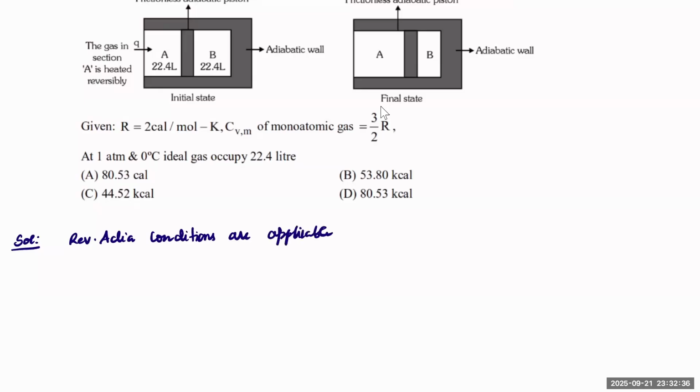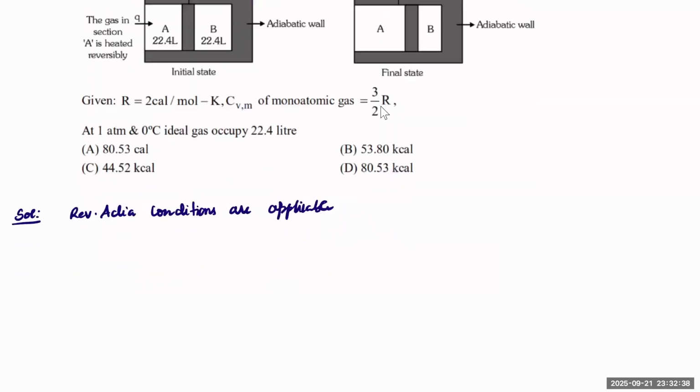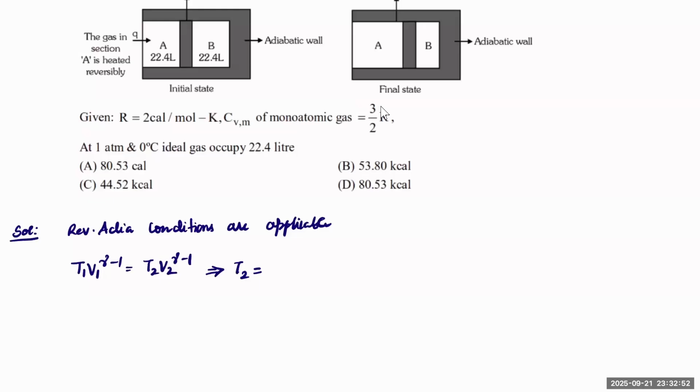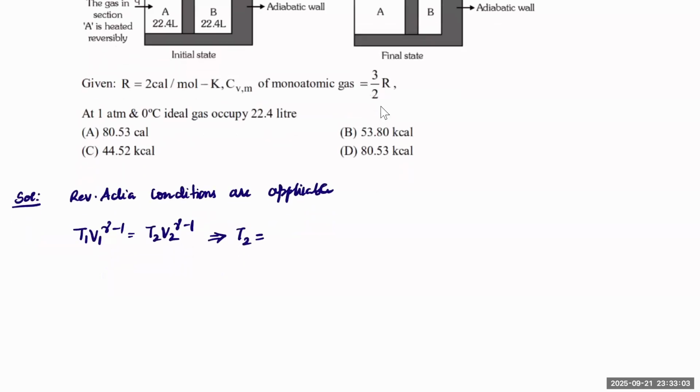Got it? Now, if that is applicable, can I say that T1 V1 power gamma minus 1 is equal to T2 V2 power gamma minus 1, isn't it? So from here, let's try to figure out the final temperature in section B, correct? Because that is the volume which is getting decreased. So let us apply it on section B.